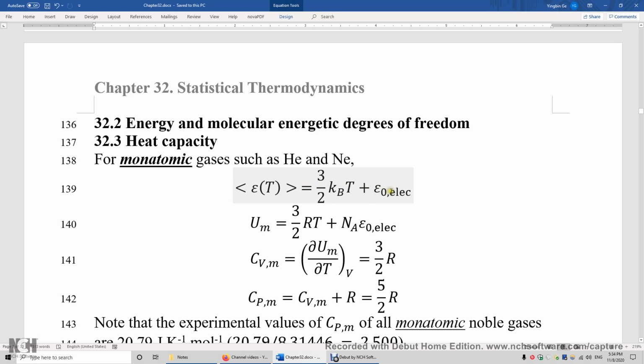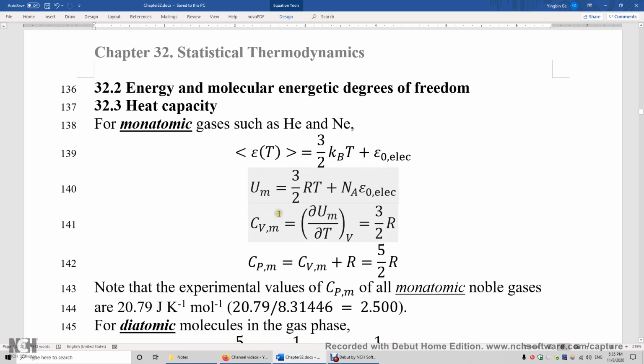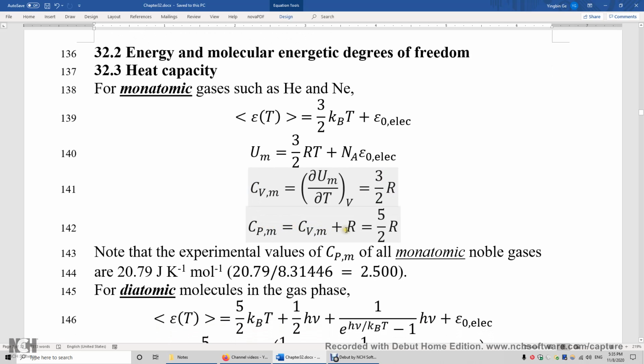plus the energy of the ground electronic state. Therefore, the molar internal energy is 3/2 RT plus the Avogadro constant times the energy of the ground electronic state. The molar isochoric heat capacity is the first derivative of the molar energy with respect to temperature, and it's 3/2 R. CPM is equal to CVM plus R, and that's 5/2 R, assuming the gas is an ideal gas.